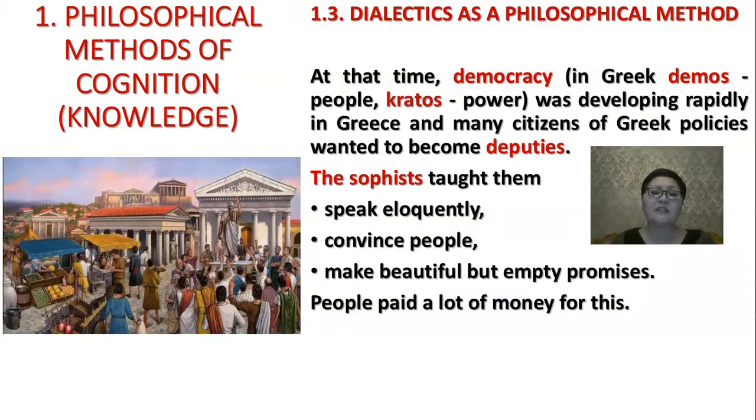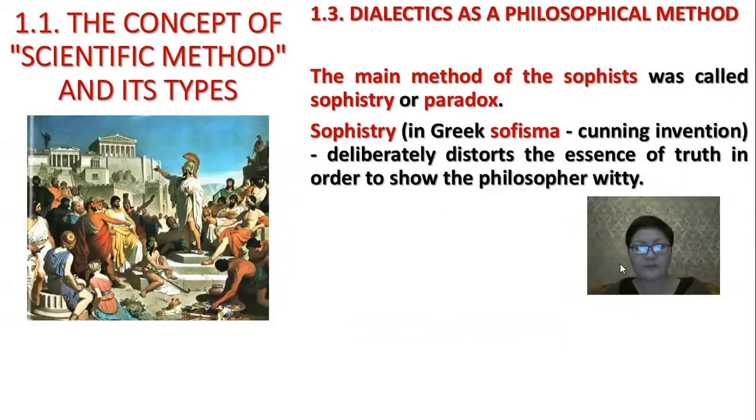The sophists taught them, the future deputies, to speak eloquently, convince people, and make beautiful but empty promises. People paid a lot of money for this. The main method of the sophists was called sophistry or paradox. What is sophistry? In the Greek language, sophisma means cunning invention. So sophistry deliberately distorts the essence of truth in order to show the philosopher as witty.